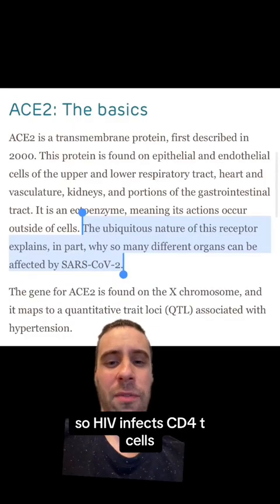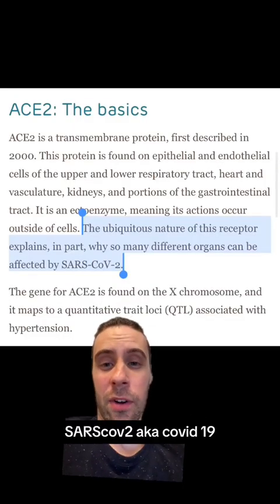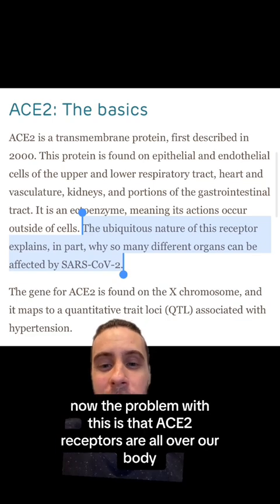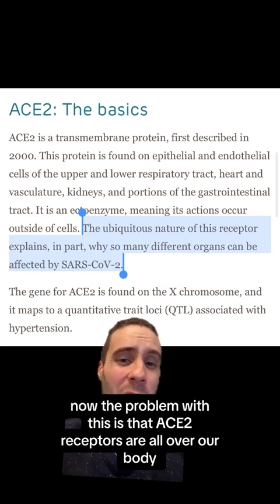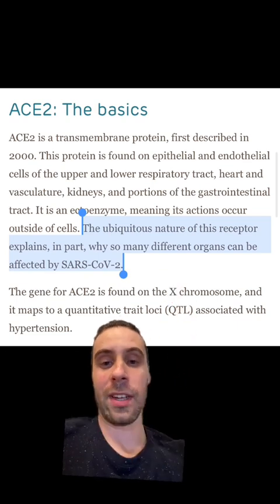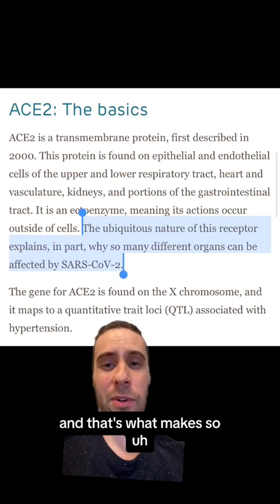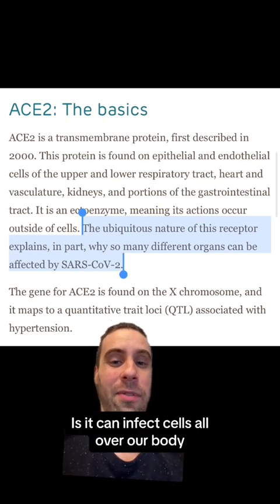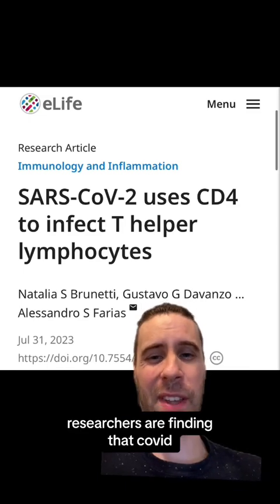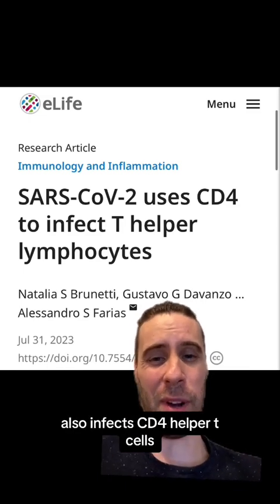So HIV infects CD4 T cells. SARS-CoV-2, aka COVID-19, typically infects cells through the ACE2 receptor. Now, the problem with this is that ACE2 receptors are all over our body. Most scientific articles will call them ubiquitous. They're just all over the body, and that's what makes COVID so horrible, is it can infect cells all over our body. But here's the problem. Researchers are finding that COVID also infects CD4 helper T cells.